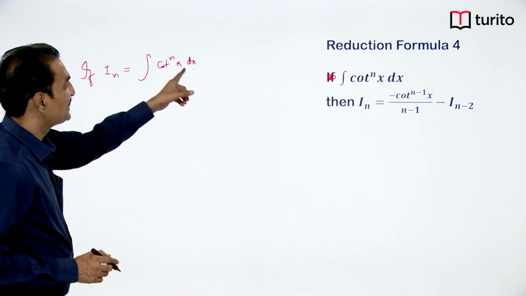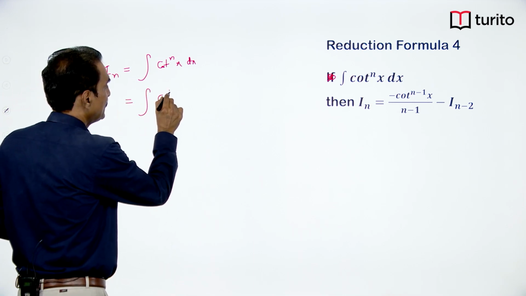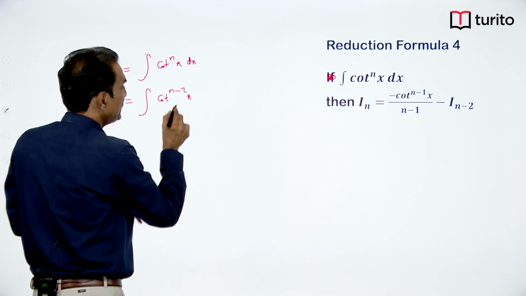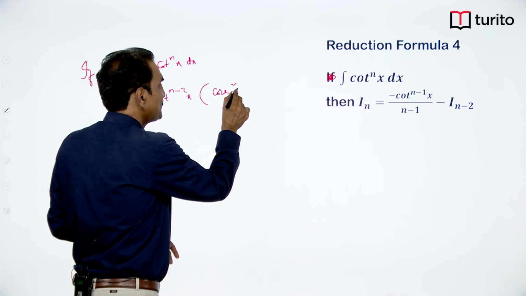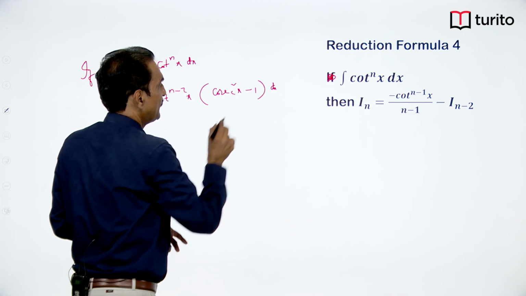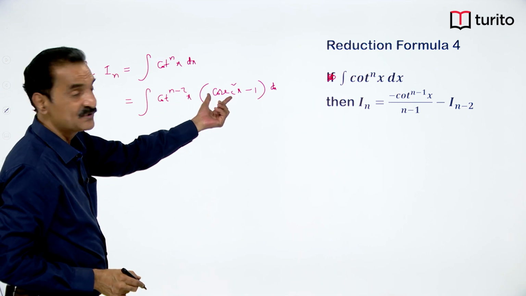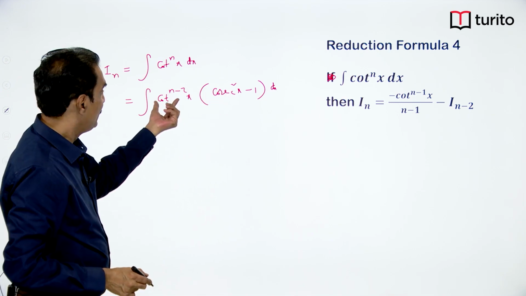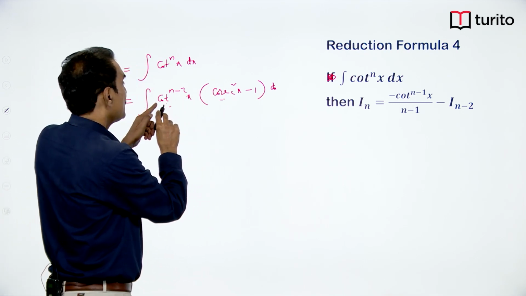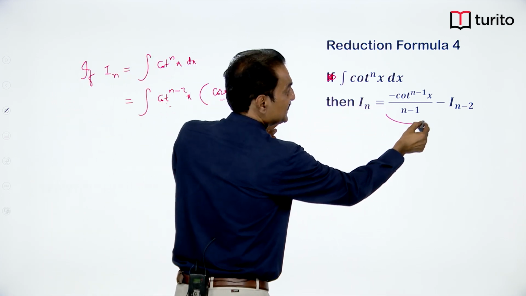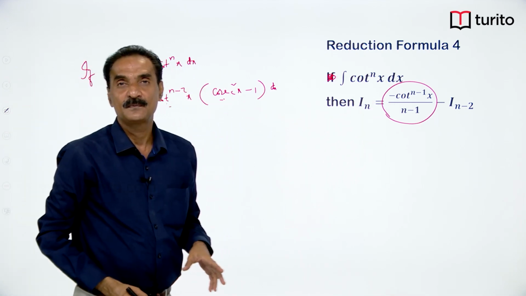What will you do? Separate cot square x. You will get cot power n minus 2x into cot square x. You write that cot square x as cosecant square x minus 1. If you multiply, what is the integral of cot power n minus 2x into cosecant square x? Derivative of cot x is minus cosecant square x. So, integral of this into this will be minus cot power n minus 1x by n minus 1. Second term will be minus In minus 2. Okay.